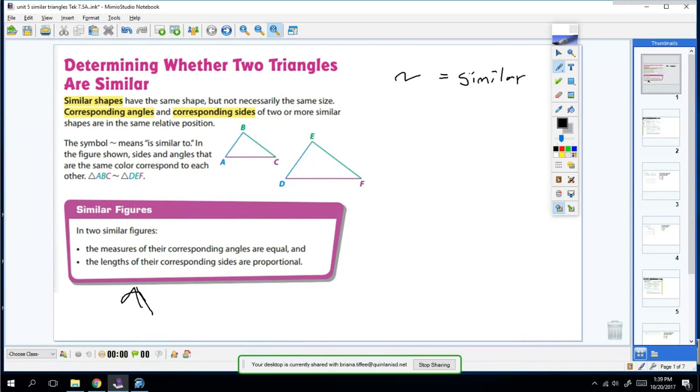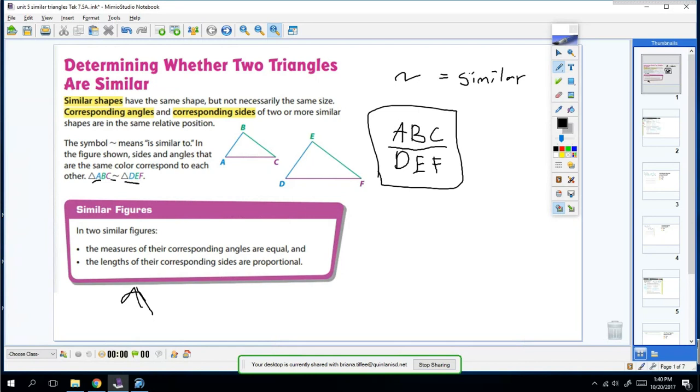In the figure shown, the sides and angles that are the same color correspond to each side. So they say triangle ABC is similar to triangle DEF. All right, so I'd use a little trick, and it's helped in the past. They say triangle ABC, so you're going to write ABC is similar to DEF. Then you're going to draw your ratio line. So now you know A corresponds to D, B corresponds to E, and C corresponds to F. When you write it like this, you can actually figure out who corresponds to who. I'll show you more of that in a second.